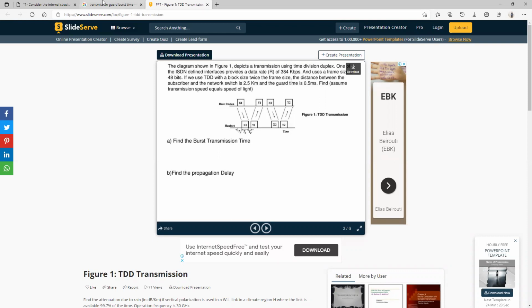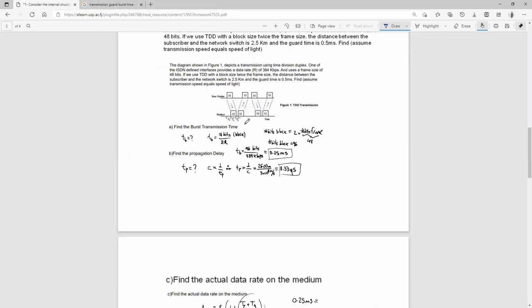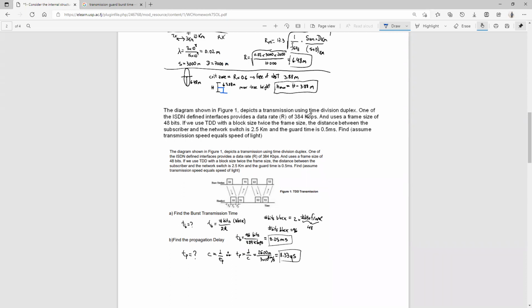That's given in your question over here. It is not clear, so that is why I zoomed in to that particular image. It says find the burst transmission time. Like I said, burst time is the amount of time needed for that set of bits to be transmitted. If you go back over here, it says that the data rate is 384 kilobits per second, and it uses a frame size of 48 bits. So the frame size is 48 bits.